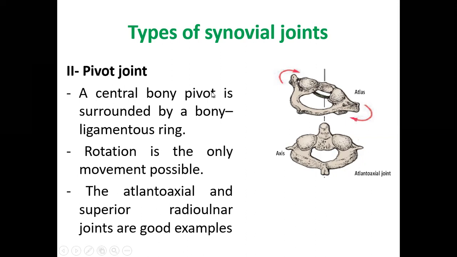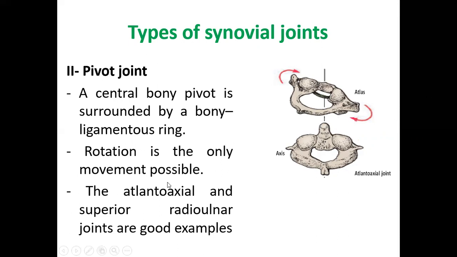A central bony pivot is surrounded by a bony ligamentous ring. This is a ligamentous ring around the first vertebra, the atlas, and it will move around the pivot. Rotation is the only possible movement. Like I said, the no movement of the head is done by this joint.